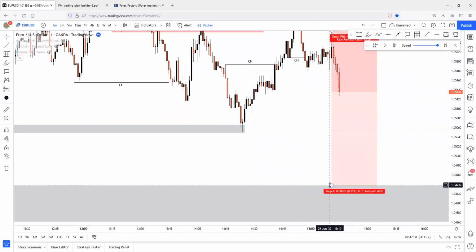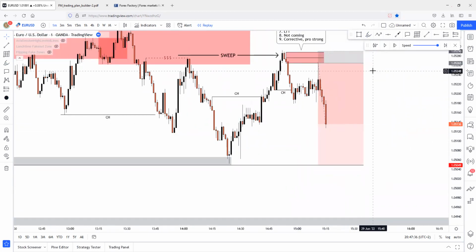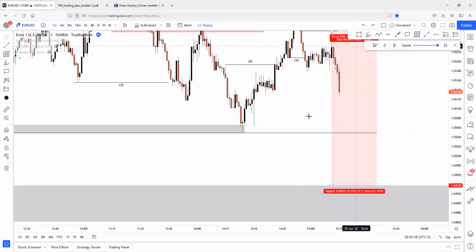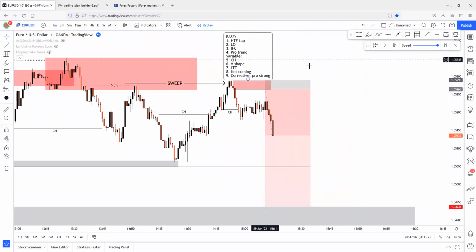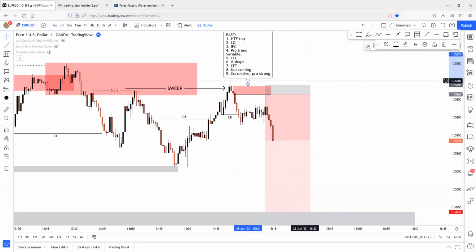And if we are targeting this liquidity line, that will be 1 to almost 9 risk reward ratio. But if we are targeting the demand zone, that will be a 1 to 13 risk reward ratio. So this was a really, really strong trade. That's why it actually worked out.